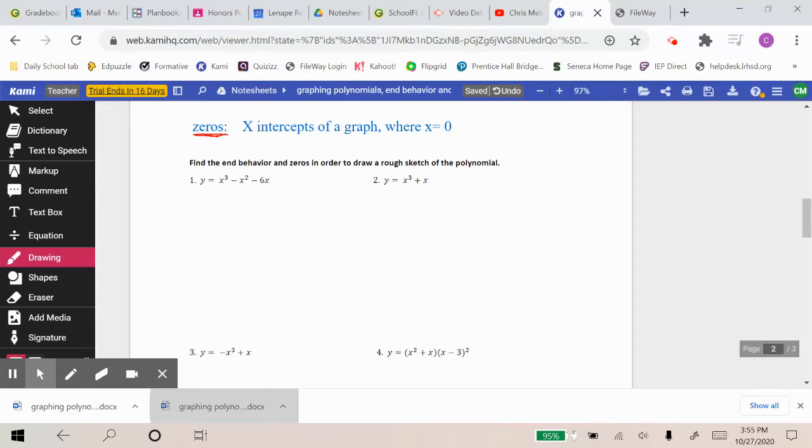All right, this graph, we're going to put everything together with polynomials. In the last video, we found the end behavior. Now we're going to find the middle part of the graph by finding the zeros of the equation, or zeros of the function. So the zeros are basically just the x-intercepts of the graph.